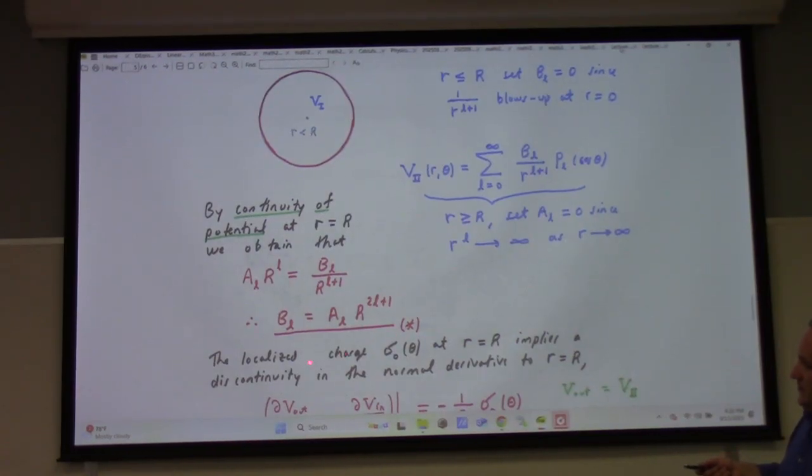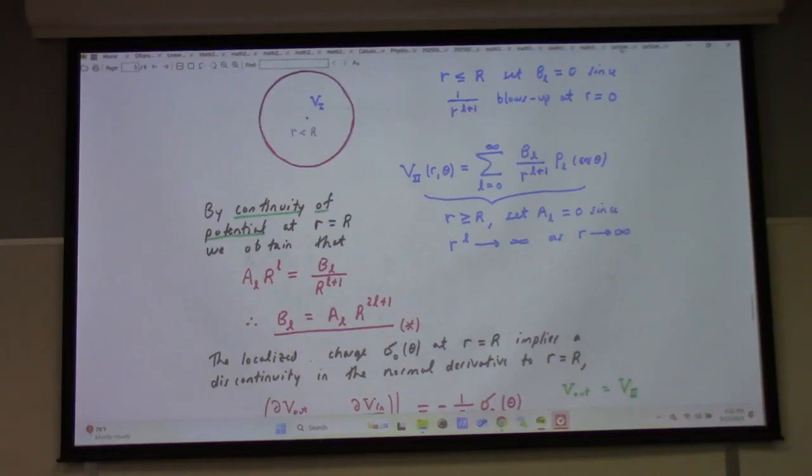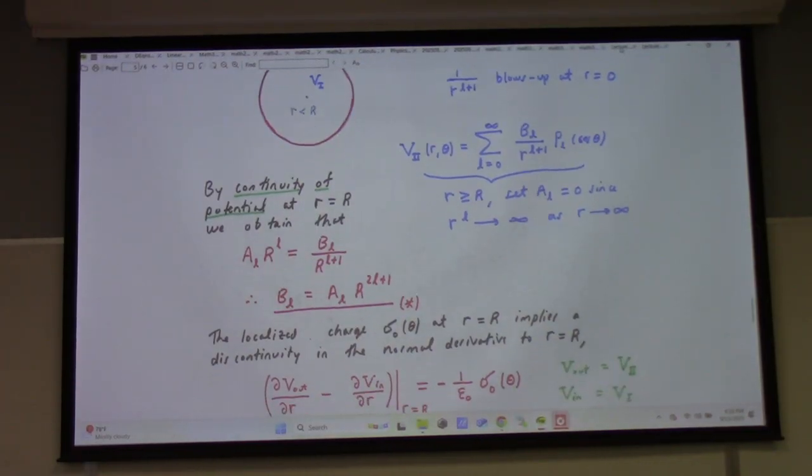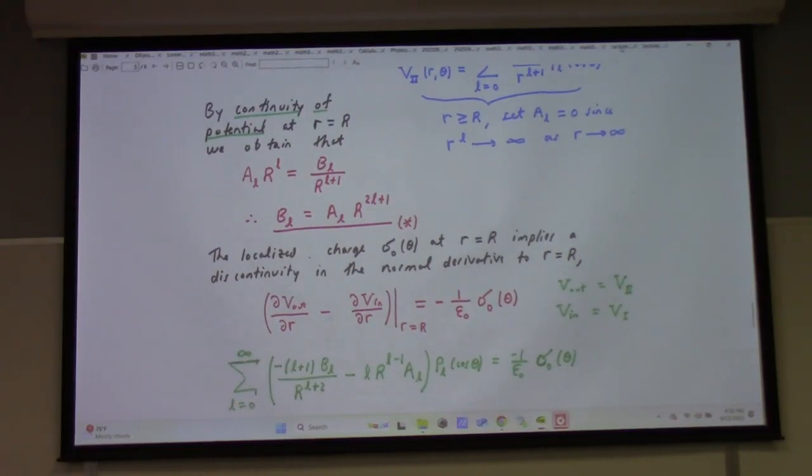But then we're given that there's this charge density, sigma not of theta. Remember, a localized charge on a surface implies a discontinuity in the derivative of the potential, which of course is the electric field. There's an electric field sourced by this charge distributed at the surface. It could be a sink or a source, depending whether the charge is positive or negative. Field lines could be ending or beginning on this surface.